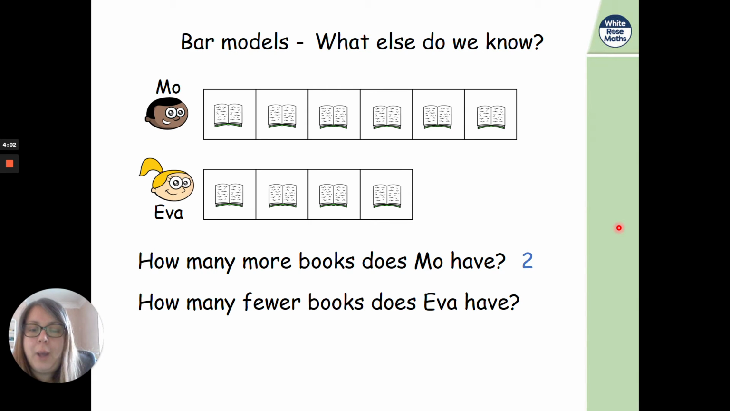How many fewer books does Eva have? Oh, this is where it's complicated, isn't it? How many fewer books does Eva have? She's got 2 as well, hasn't she? Because she's 2 less than what Mo has. This is where it does get quite tricky, so just try your best. It's really hard to try and explain it like this. So Mo has got 2 more books. Eva has got 2 less books than Mo, hasn't she? Because the difference is 2. Can you see those 2 books there? So the answer is 2 for both of those questions, because Mo's got 2 more, but Eva has got 2 less because those 2 are missing.